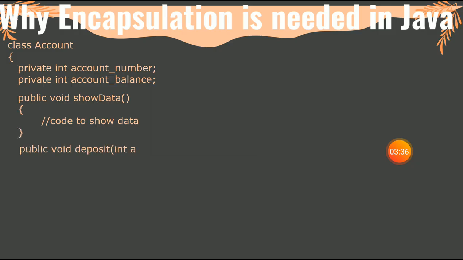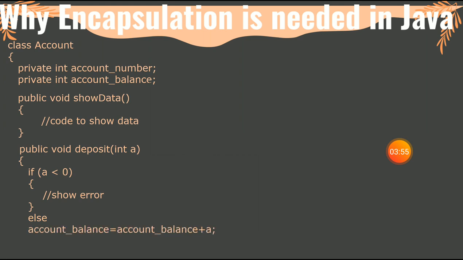And then there is some code inside it. Another method I have written is public void deposit, with one argument, int a, and if a is less than 0, then some code should be written that will show the error. Else account balance plus a, so if it is greater than 0, it will be added to the balance, and if it is less than 0, then the error will show. So this program is written. Now think.